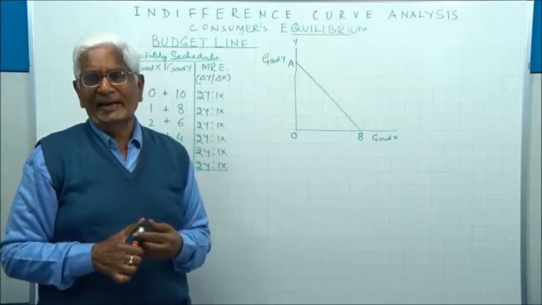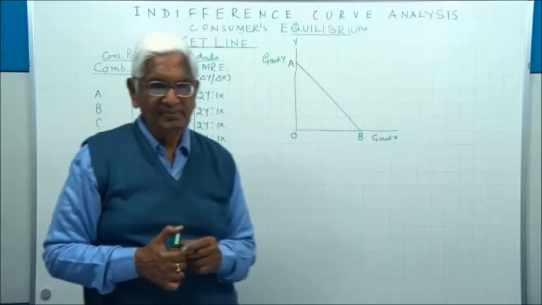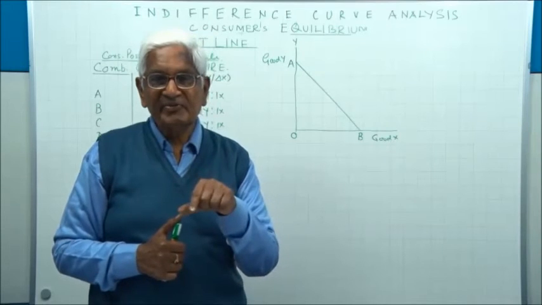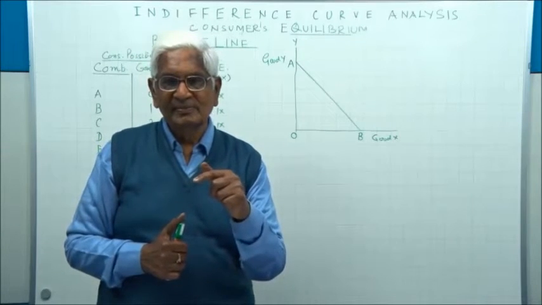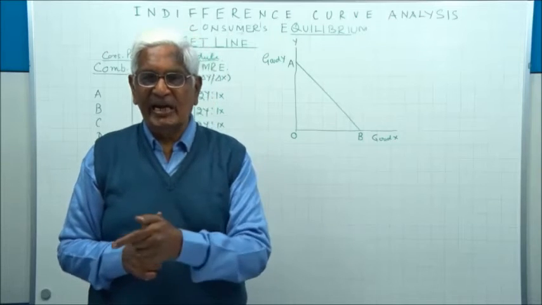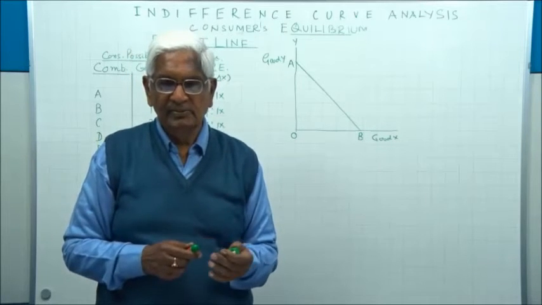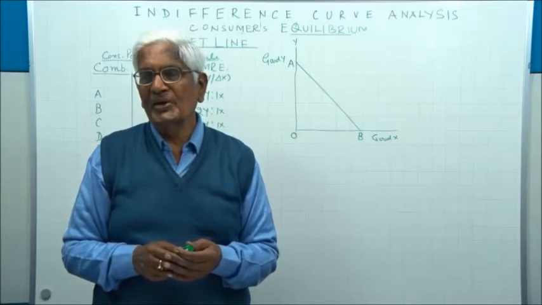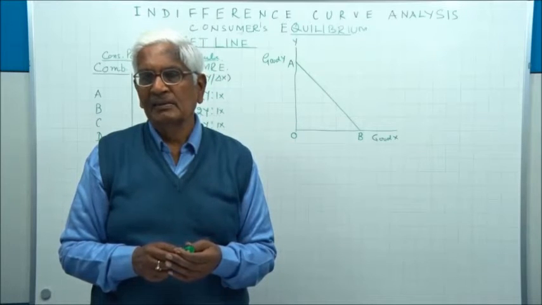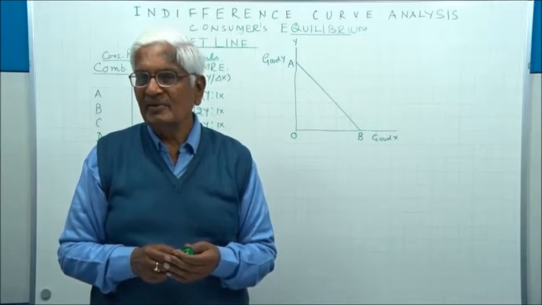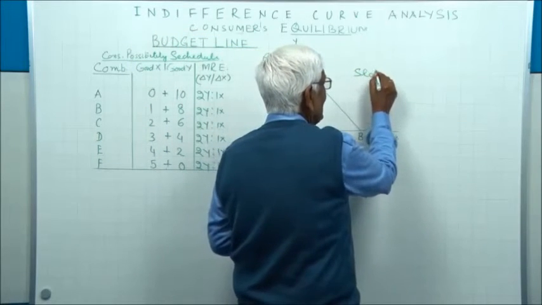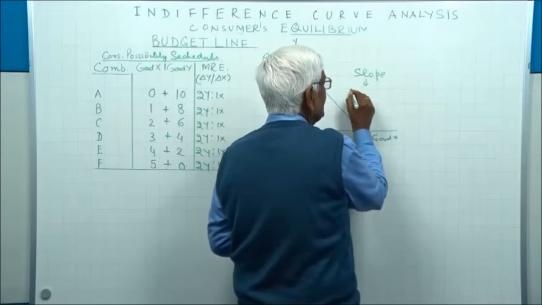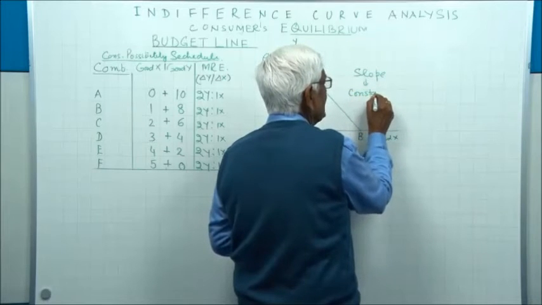Why is it a straight line? Our indifference curve was a convex curve. Our budget line is a straight line. Why? What is the mathematical property of a straight line? The mathematical property of a straight line is that its slope is constant.